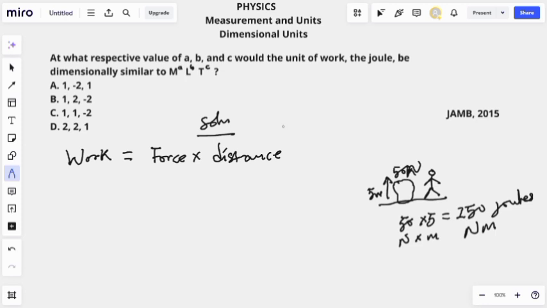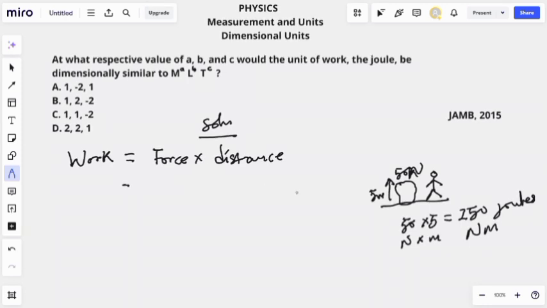So that's it. But now they are looking for the dimensional unit of work. When you talk about dimensional unit, you are trying to see the very core parameter that makes up the unit of work. So we are going to split this force into its dimensions. Force on its own is defined as mass times acceleration, then times this distance here.